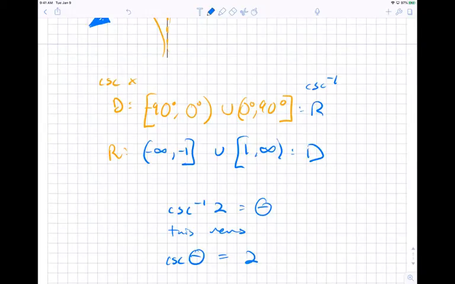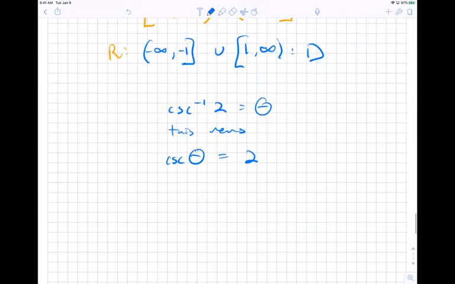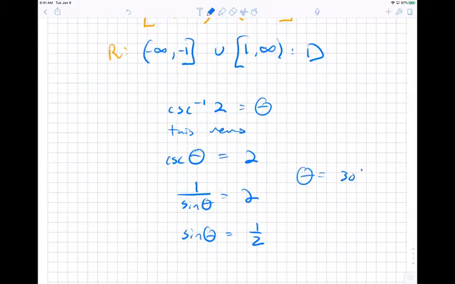So now we have cosecant of theta equals 2. Cosecant is what? It's the reciprocal of sine, right? So cosecant of theta equals 2. This is the same as 1 over sine of theta equals 2. So then sine of theta equals a half. Do we have an angle? So sine of what angle gives us a half? Pi over 6. So it might appear as either 30 or pi over 6.